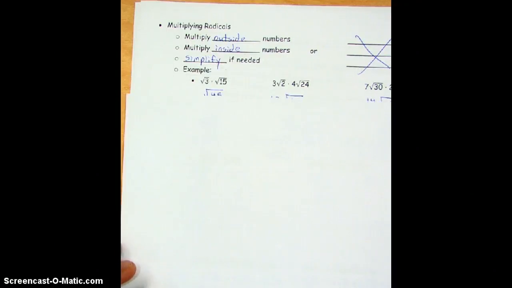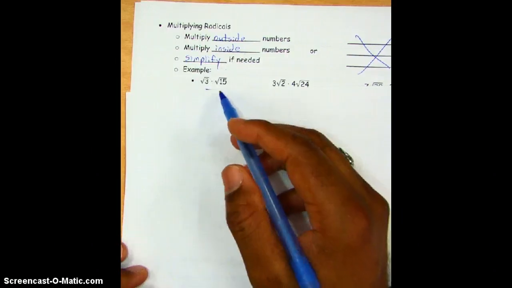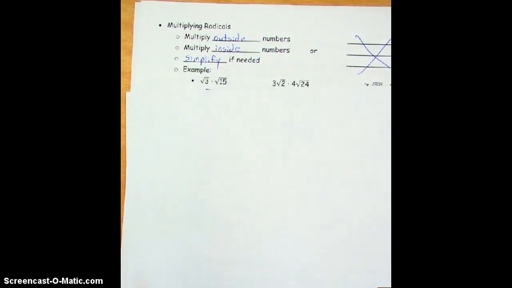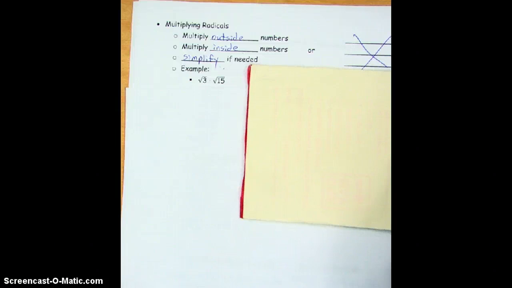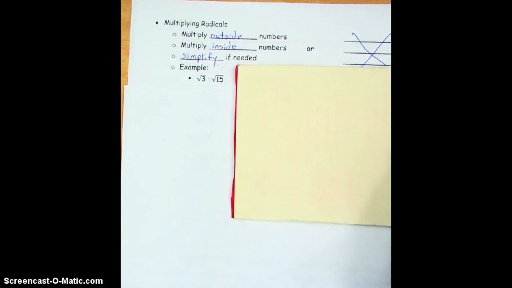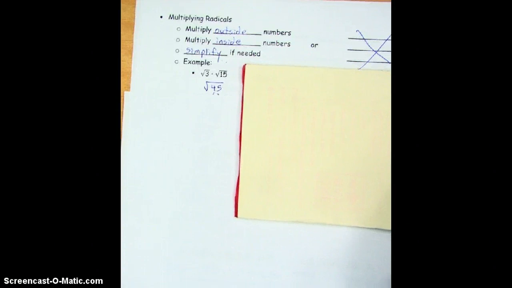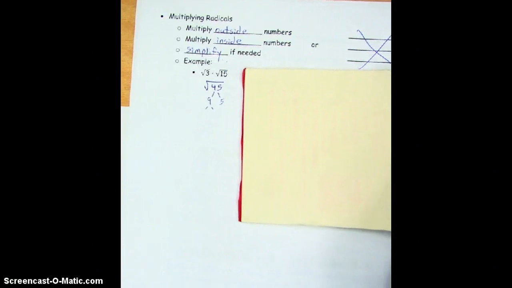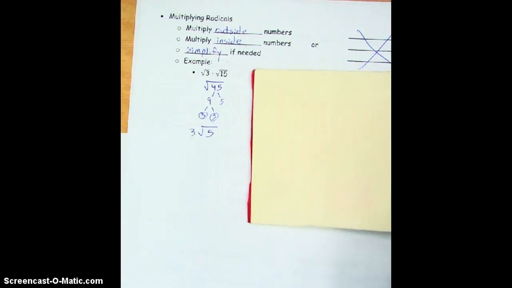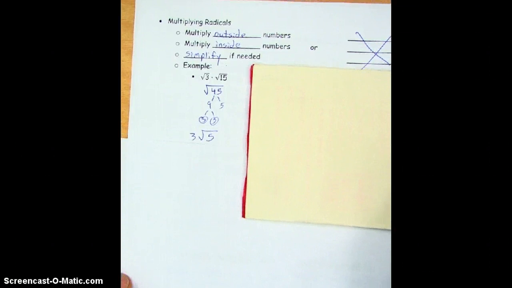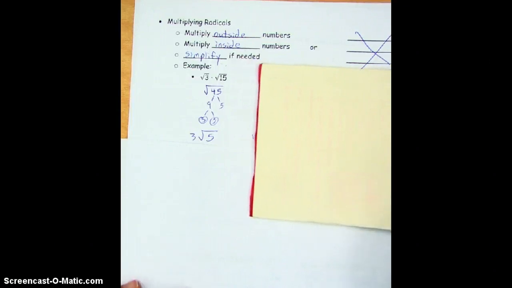So first example, we have square root of 3 times square root of 15. So we're going to multiply that. 3 times 15 is 45. So we have the square root of 45. And we are going to simplify that. So there's the factor tree. When we simplify our answer, we're going to get 3 square roots of 5. So our answer for this one is going to be 3 square roots of 5. Next problem.